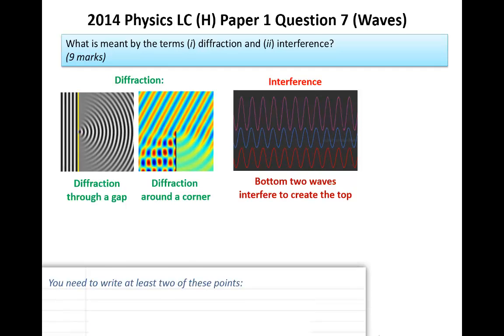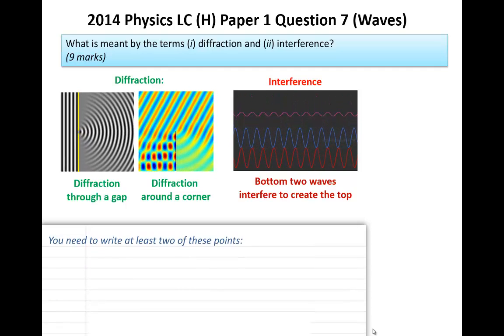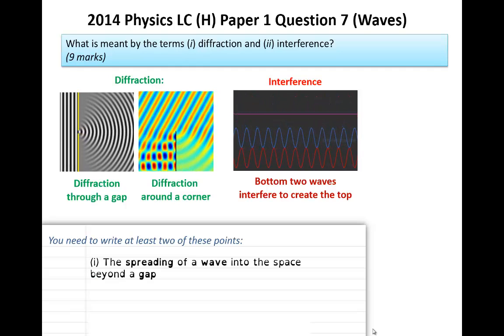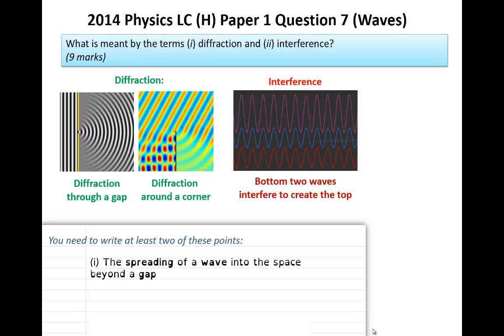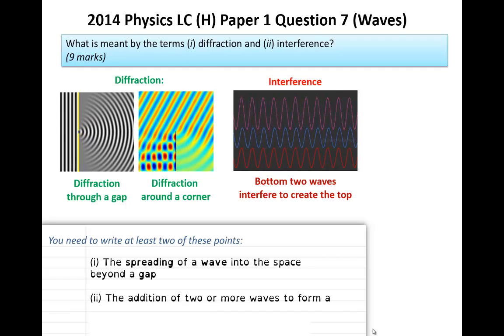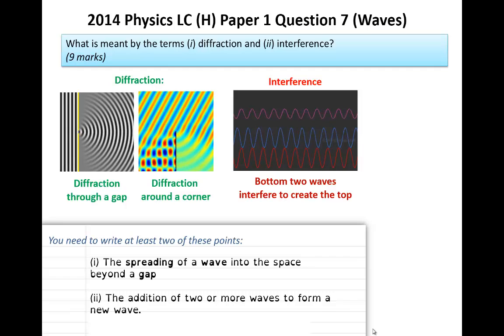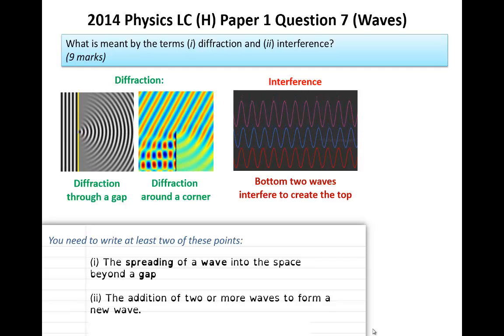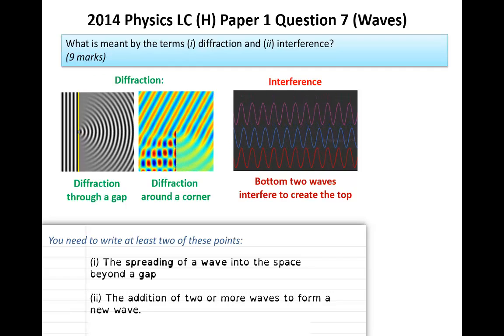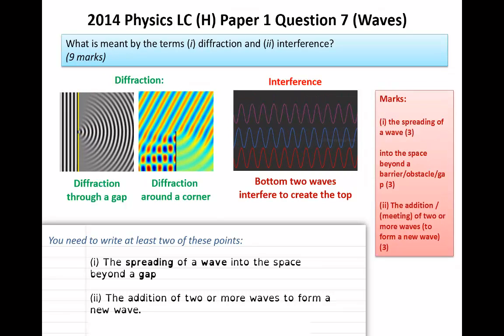So what you've got to write down here is, for the first bit, diffraction is the spreading out of a wave into space beyond a gap. They really like spreading out and they like the word gap. The second bit, the addition of two waves is interference. The addition of two or more waves to form a third wave, a new wave, that's interference. All right, them the marks, and that's the answer.